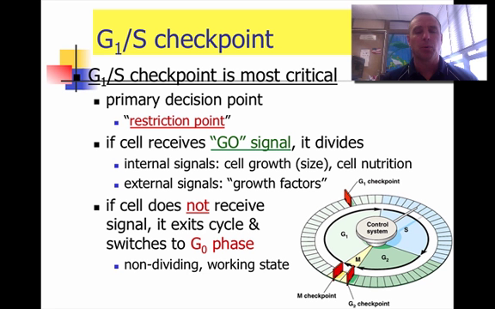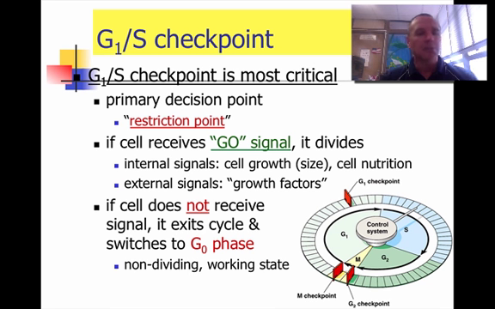The G1 and S checkpoint is probably the primary decision point. It's the one that either gives the go signal or the stop signal. Now, if it gives a go signal, it's caused by internal clues, such as cell growth, or cell nutrition. Is it malnourished, or is it healthy enough to go through the process of mitosis? External signals, like growth factors, tell it to continue to grow.